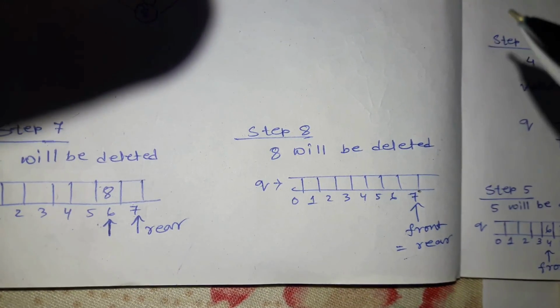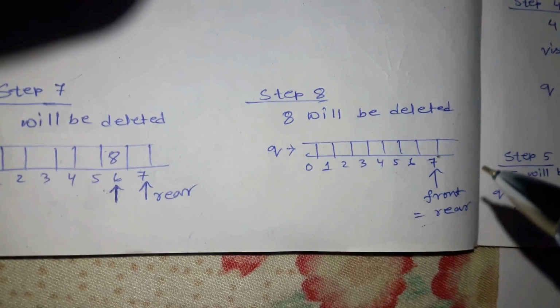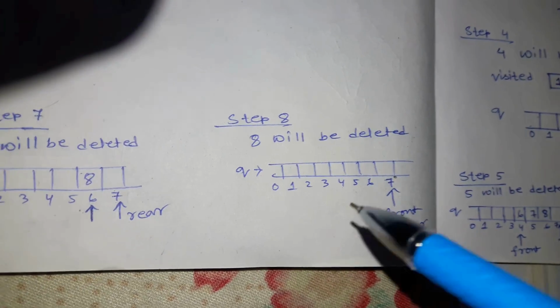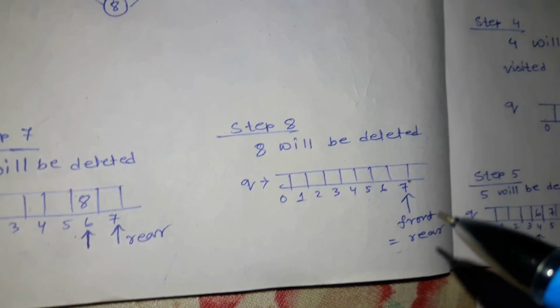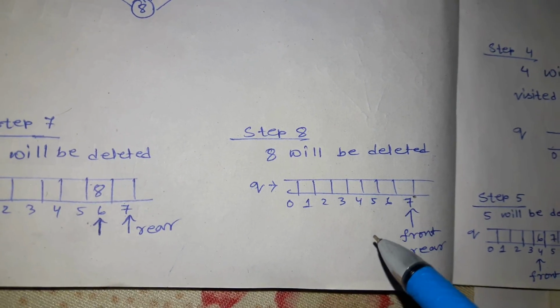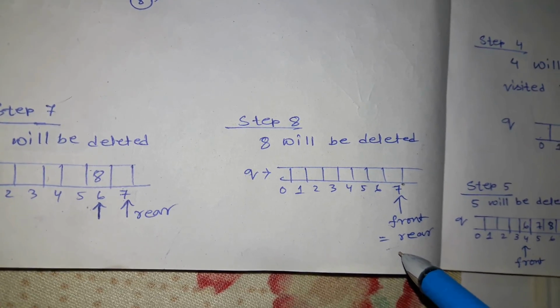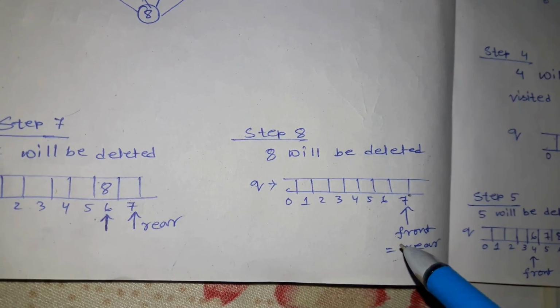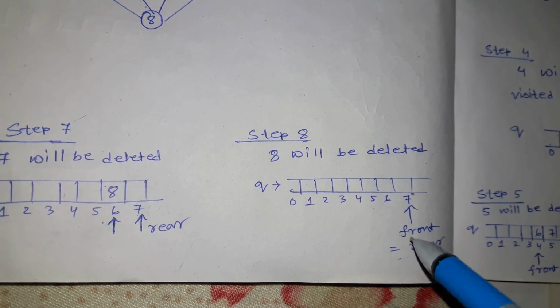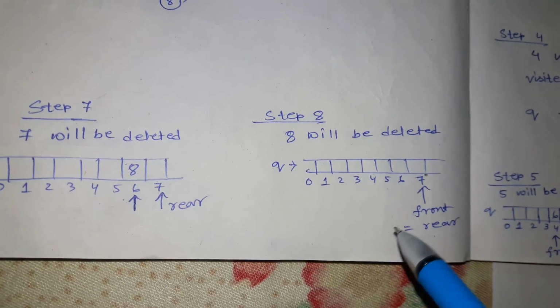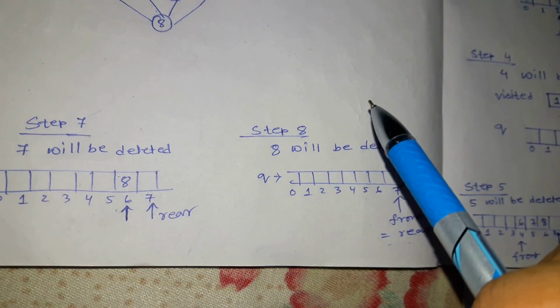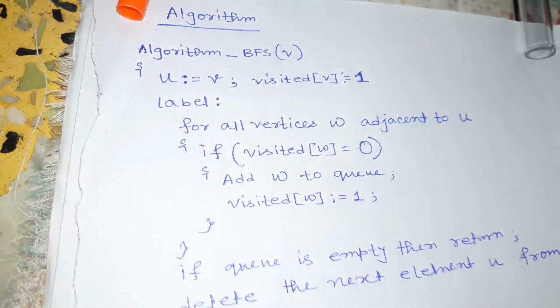So see here, front is equal to rear. To make a linear queue empty, front will be equal to rear. So when front is equal to rear, the linear queue will be empty, and the control will come to the main function.